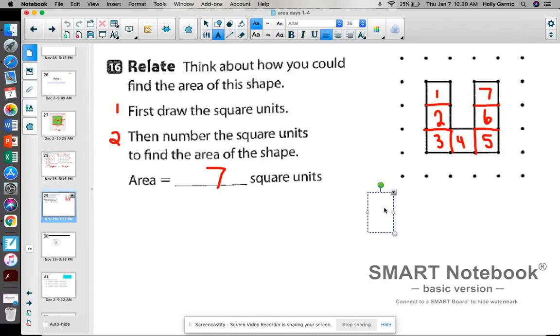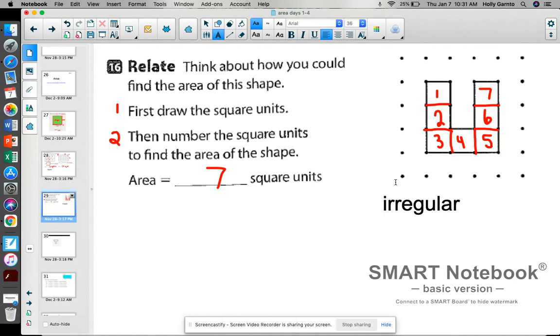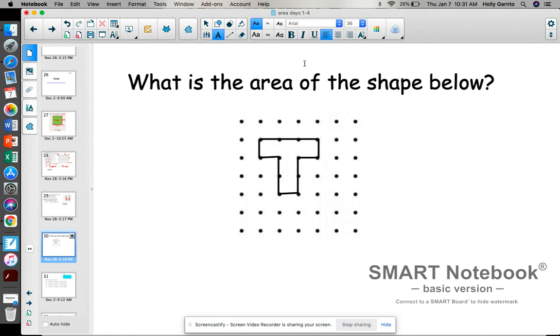That's what I'm saying by irregular shape. Okay, so these two shapes are regular. So here's regular shapes. This is an irregular shape. Just means it looks kind of funky. All right, so look at this shape. Is this irregular or is it regular? This is an irregular shape.